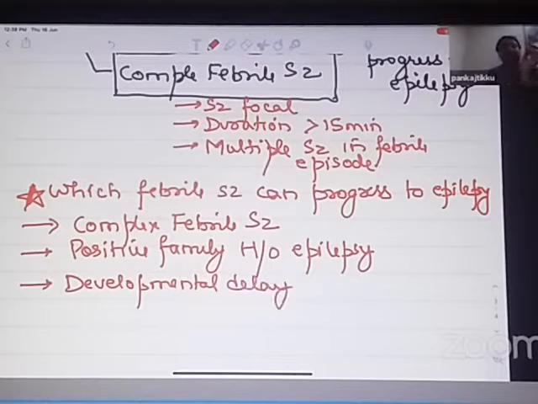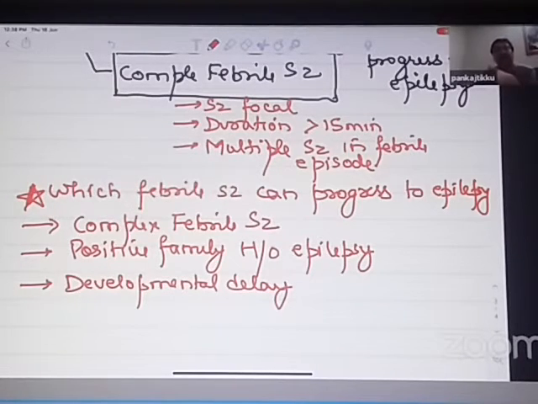So these are the three conditions in which a febrile seizure may progress to epilepsies in the future. Otherwise, most febrile seizures will end by the age of 5 years. Which are the febrile seizures which may progress to epilepsies? Complex febrile seizures according to the criteria that I mentioned. Then positive family history of epilepsies.